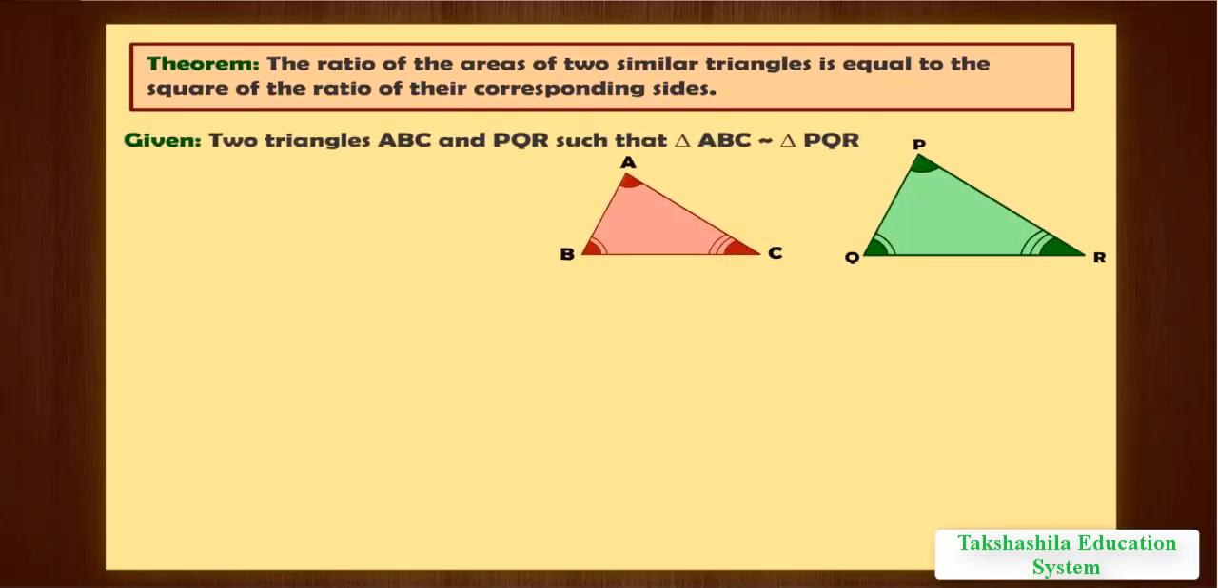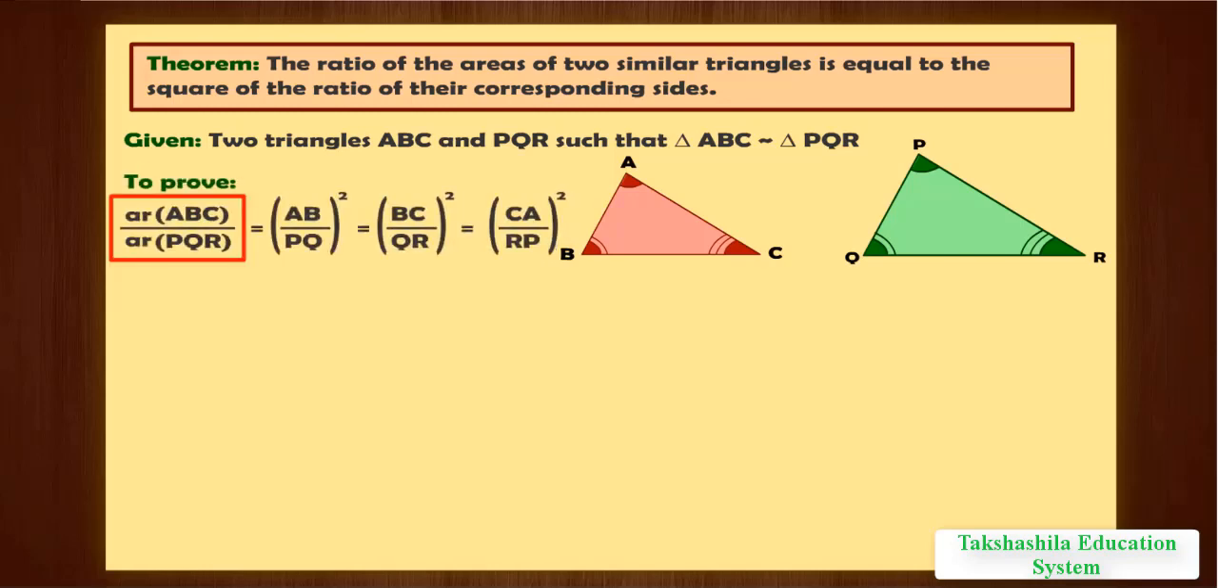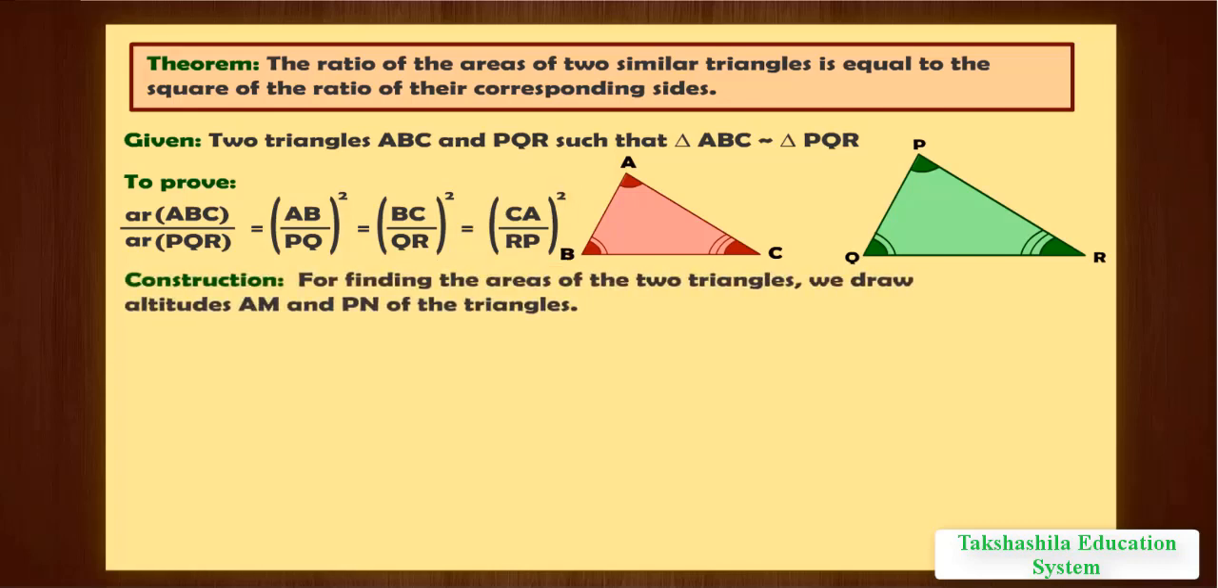We are given two triangles ABC and PQR such that triangle ABC is similar to triangle PQR. We need to prove that area of ABC upon area of PQR is equal to AB upon PQ whole square is equal to BC upon QR whole square is equal to CA upon RP whole square. Let us perform a construction.